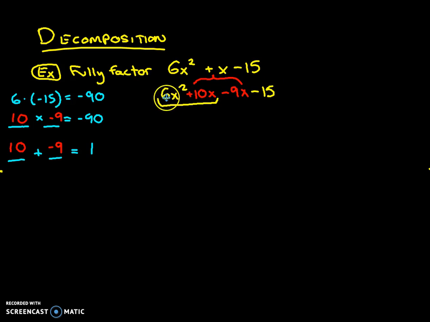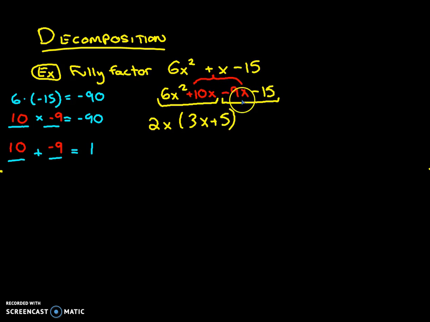So I'm going to look first at 6x squared plus 10x, and then at negative 9x minus 15. So the first thing I'm going to look at, 6x squared plus 10x. I'm going to try to find the greatest common factor. Now looking at that, I can see I can pull a 2x out of both terms, which is going to leave a 3x and a 5. So 6x squared divided by 2x is 3x. 10x divided by 2x is 5.